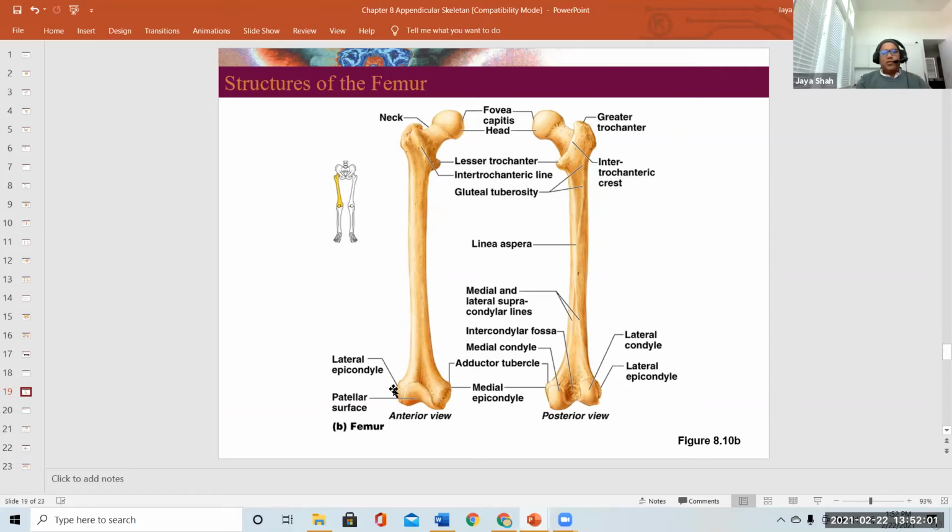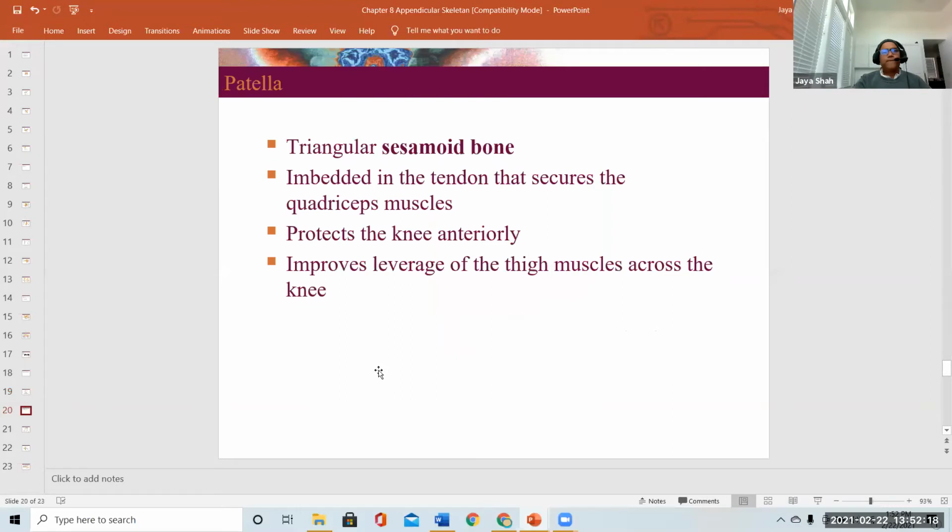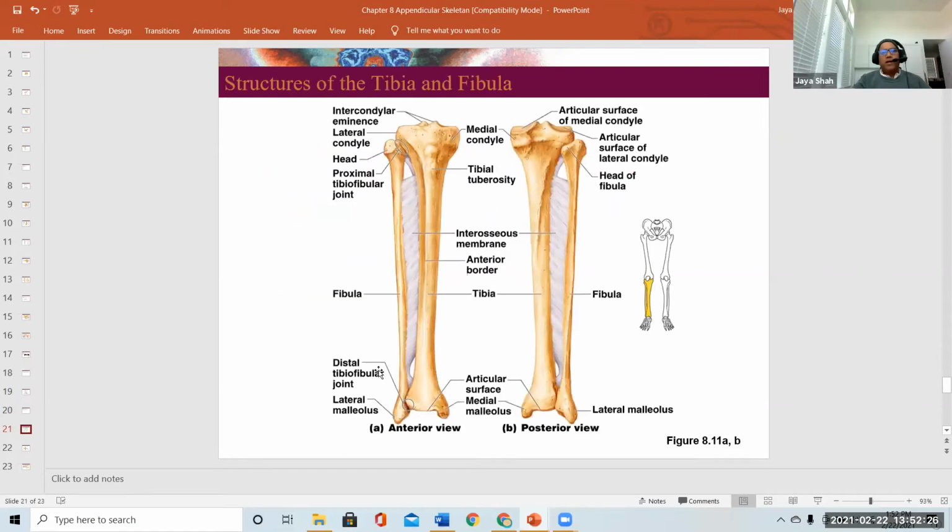Then there is the lateral condyle and the medial condyle, lateral epicondyle and medial epicondyle. And here you will have the patella. The patella is a triangular shaped bone, a sesame-like structure, like a sesame seed. And you can see the patella here.